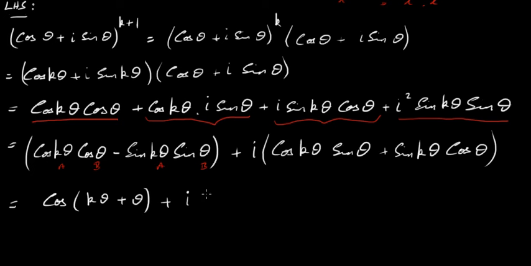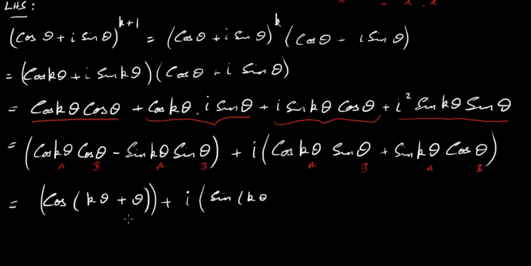Similarly on this side here we have sin A cos B plus cos A sin B, so this is A, this is B. You can see from your tables as well that this is really just sin(A + B). So this just turns into sine of k theta plus theta.